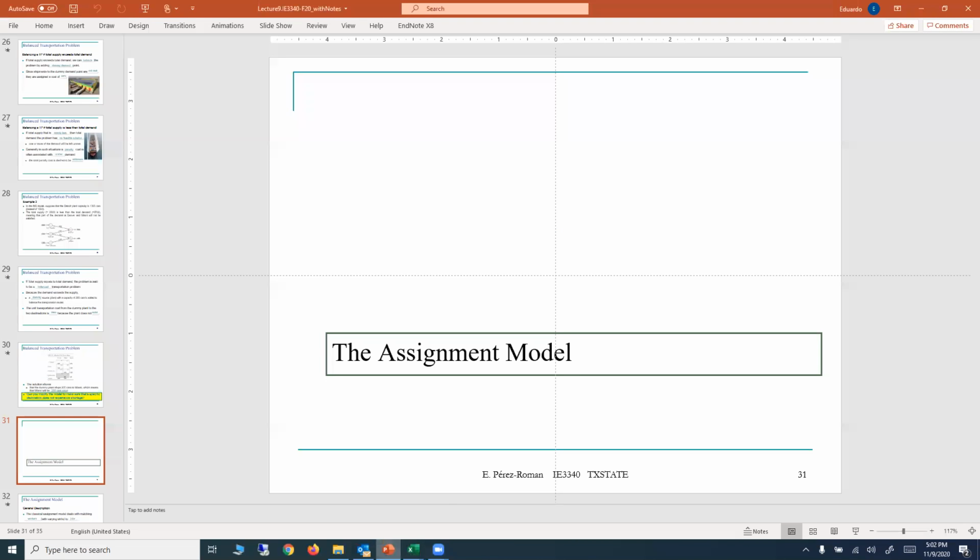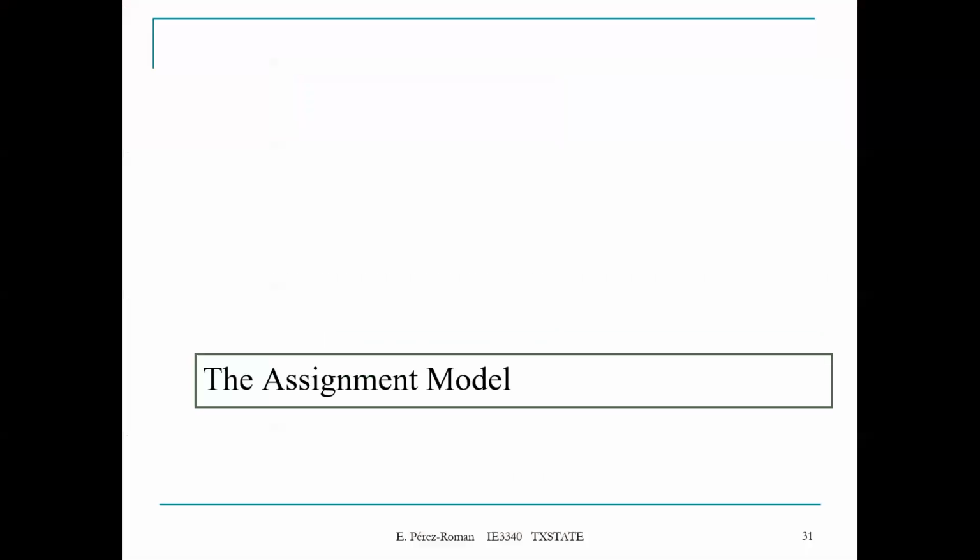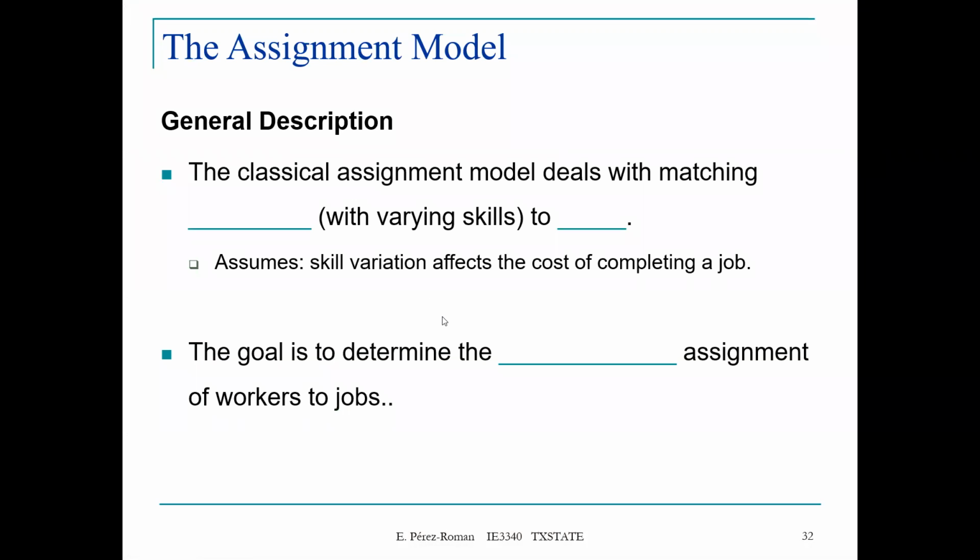So let's go back to the lecture. We have the assignment model. It is a special case of the transportation problem. The classical assignment model deals with matching workers with different skills to jobs. It assumes skill variation affects the cost of completing a job. So the goal is to determine the minimum cost assignment of workers to jobs.